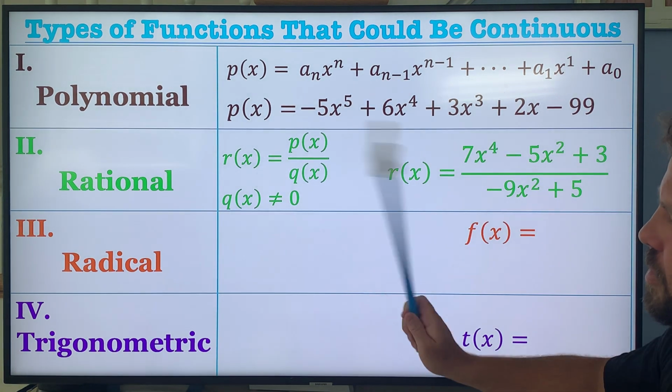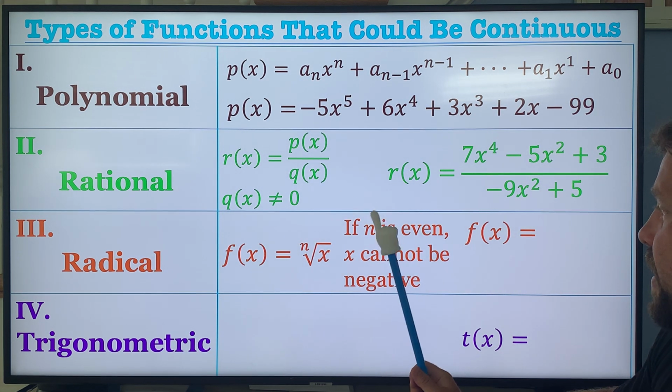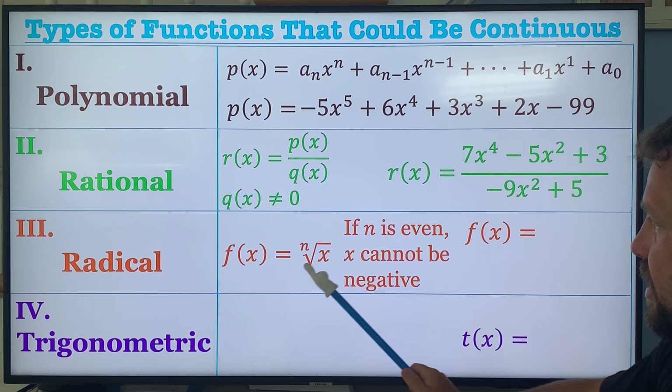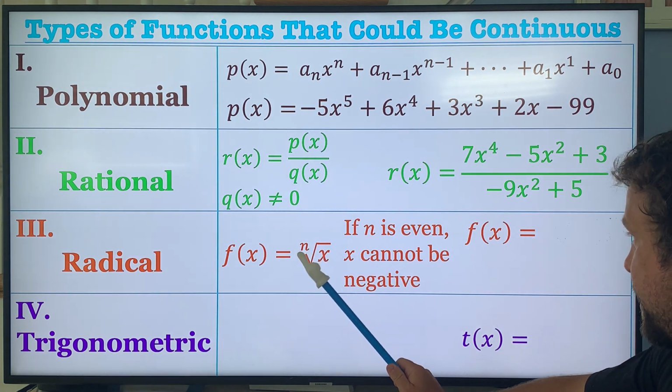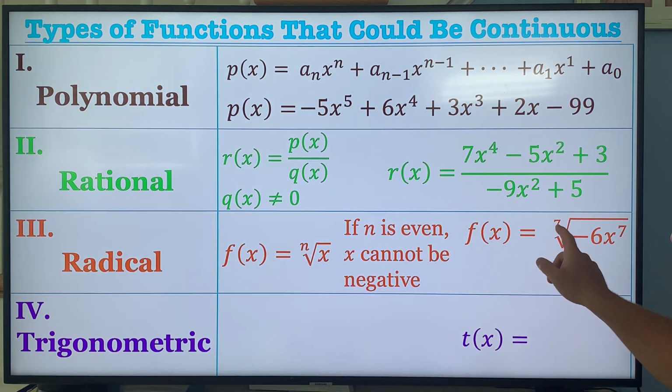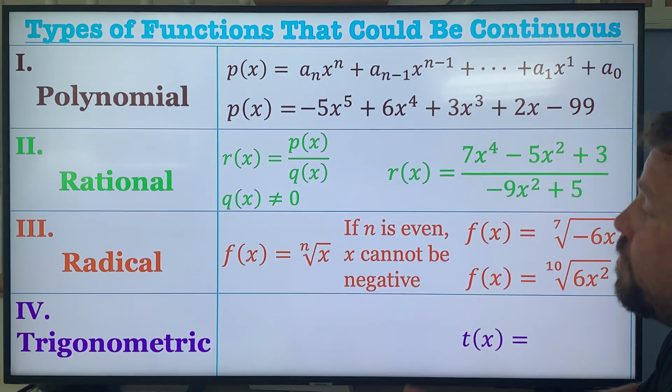Yeah. All right, radical. If n is even, x cannot be negative. So therefore, it's continuous everywhere greater than or equal to 0. If n is odd, it's continuous everywhere. Even, only when this is positive, or 0. Odd is continuous everywhere. Got it?